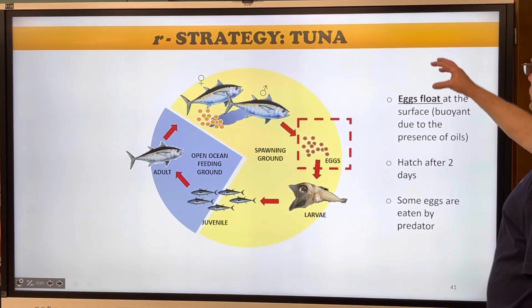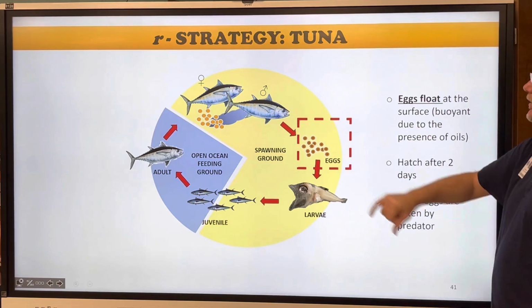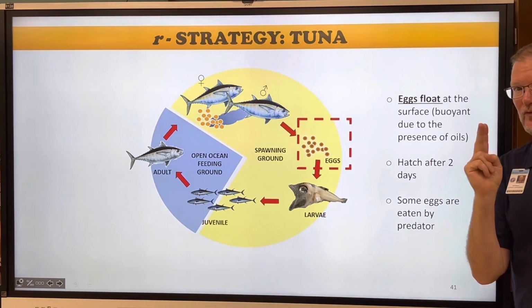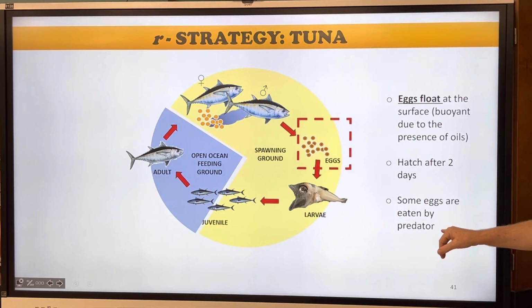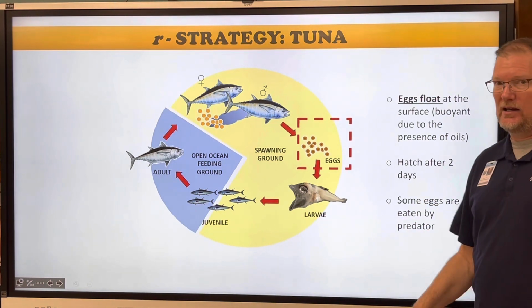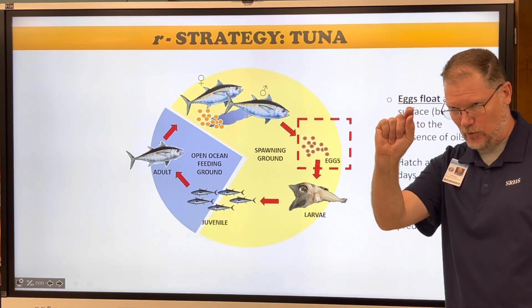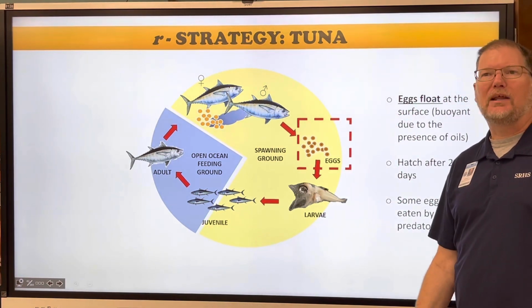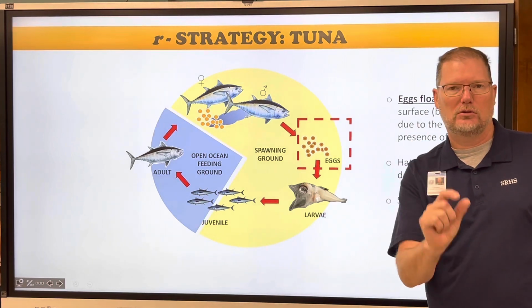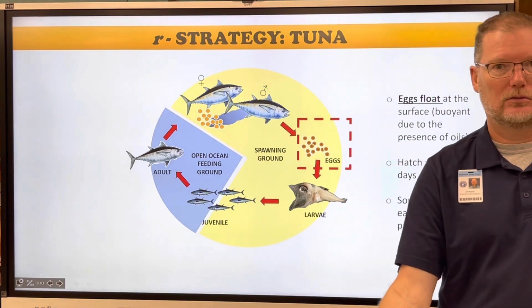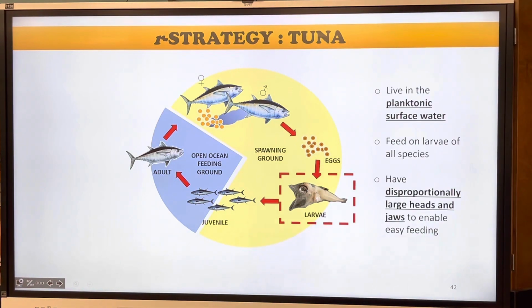Then the eggs float. They're buoyant because they have oils in them. They hatch after about 2 days. It's fast. And then many, not just some, but many of them are eaten by predators. And we don't mean like sharks, right? Because these things are very small. Plankton and tiny fish, and even themselves, the larvae will eat the eggs that aren't hatched yet.